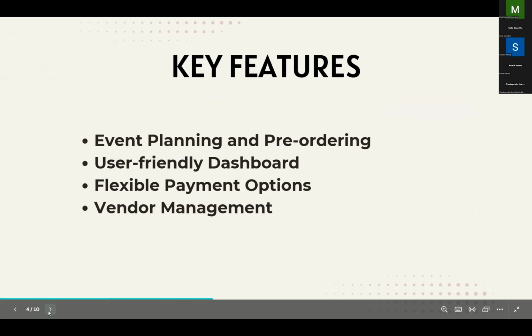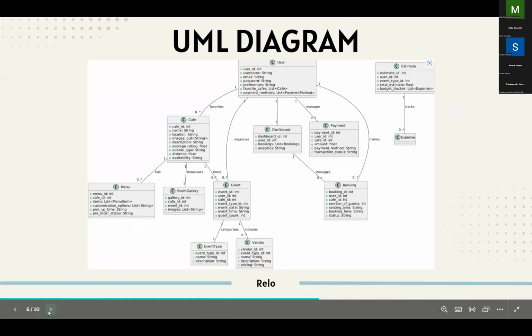To support these features, the UML diagram provides a structured view of our application's classes and their interactions. User class. This is the primary class that represents each individual user in the application. Java methods in the user class would encapsulate functionalities such as adding favorite cafes, creating bookings, and managing payment methods.